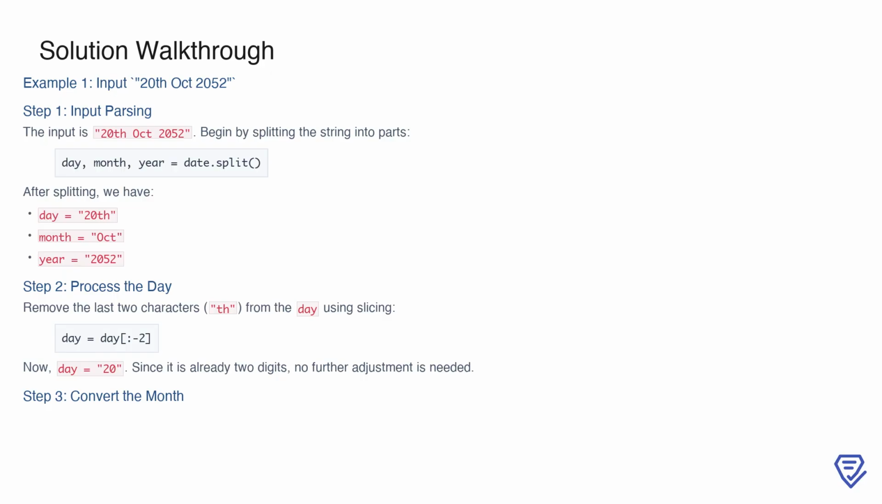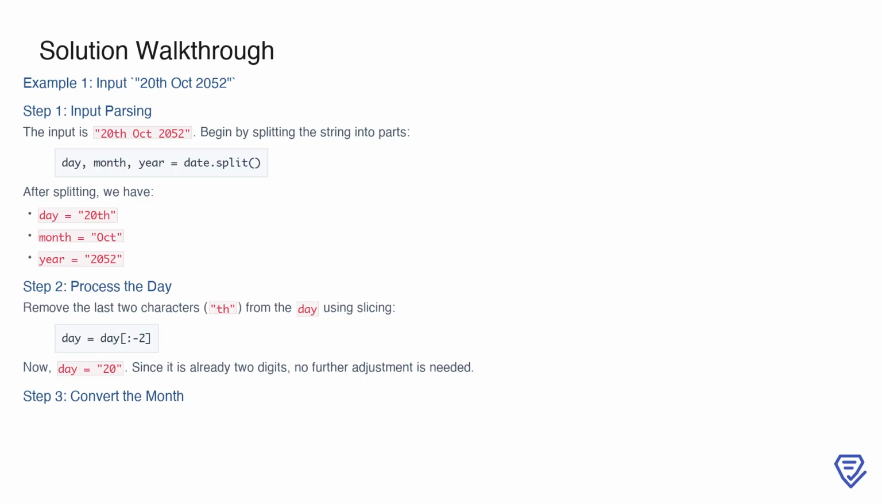To reformat the given date, we start with the input string, which in this case is 20th Oct 2052. First, we need to parse this string into its individual components: day, month, and year. Using Python's split function, we separate the string by spaces. This gives us three parts: day is 20th, month is Oct, and year is 2052.